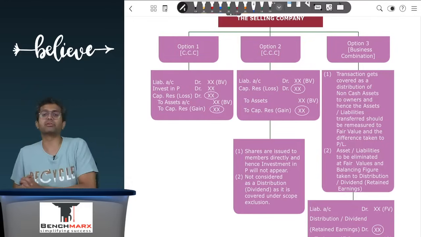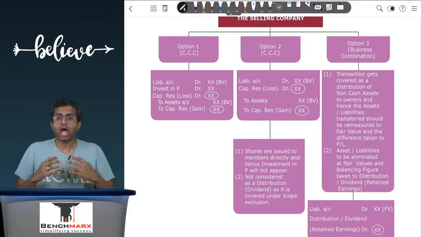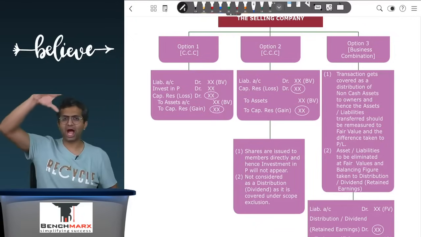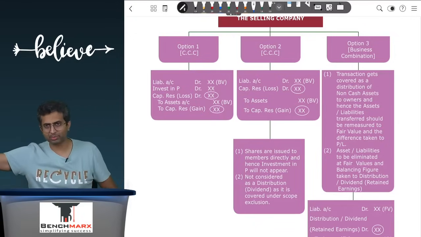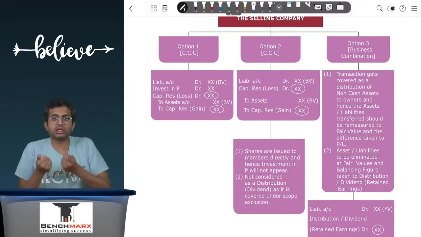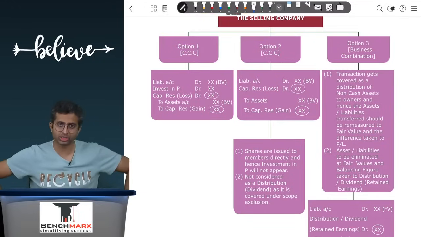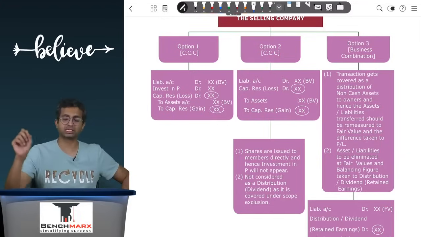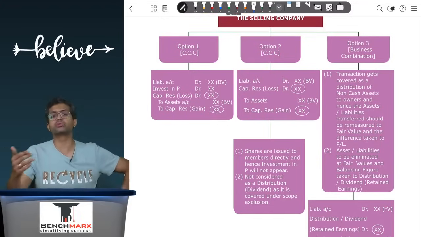In case 3, however, there is a business combination. Now, effectively what this method thinks is, when I am transferring D2 to company Y, Y should actually give X Limited shares, and X Limited is distributing those shares to the owners. So this is like distribution of non-cash assets to the owners. There's an appendix to Ind AS 10 which gives you guidance on distribution of non-cash assets to owners.